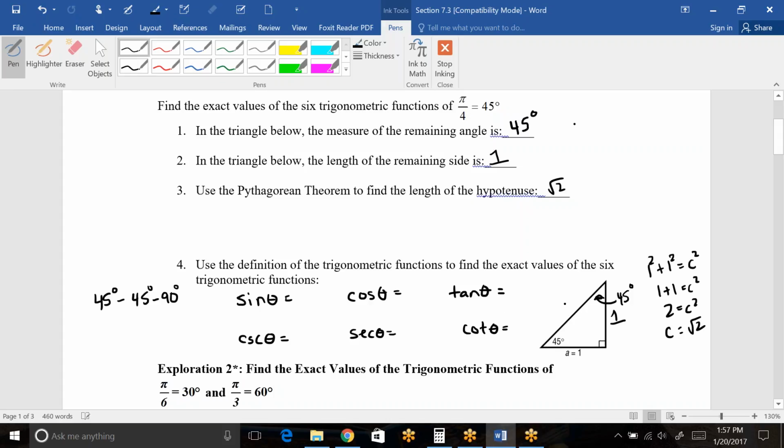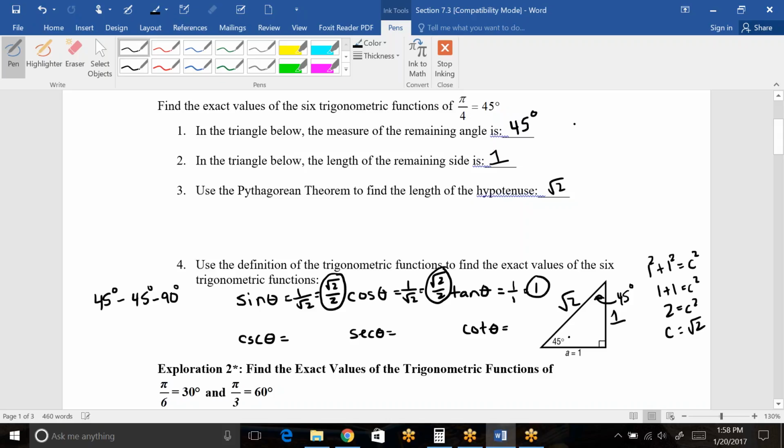Sine is, remember, opposite over hypotenuse, so that would be 1 over the square root of 2, which, remember, we need to rationalize, so multiply top and bottom by square root of 2, and you actually end up getting square root of 2 over 2, because remember, this would become a square root of 4. Cosine is identical because adjacent is also 1 and the hypotenuse is still square root of 2. So that's just going to end up being another square root of 2 over 2. Tangent's opposite over adjacent, so 1 over 1 is just 1.